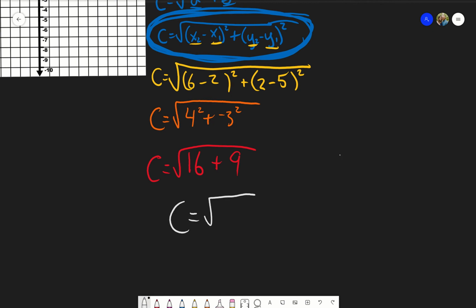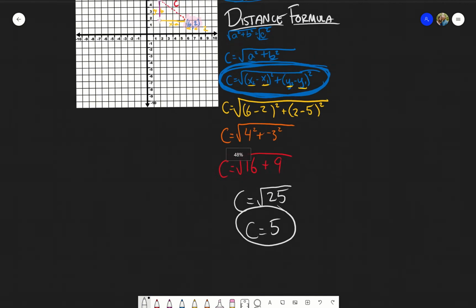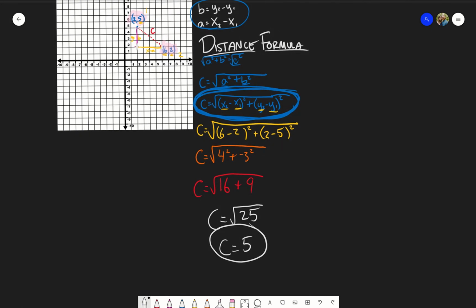C equals 16 plus 9 is 25. C equals the square root of 25, which is 5. Our distance between these 2 points is 5 units. I know that seems like a lot of work. It seems like a really long time to get to that information, but that's what it does. That's the work we need to do, and the more we practice, the more it makes sense. That's the work we need to do to solve these equations.